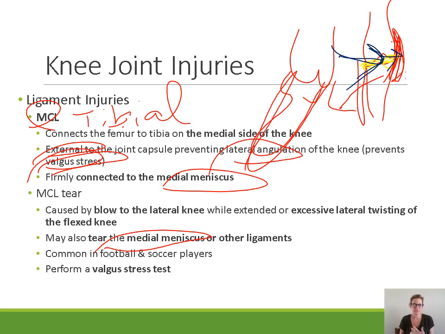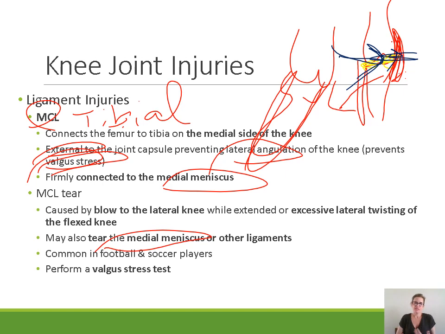We mentioned that other structures are commonly torn at the same time, especially the medial meniscus, because the medial meniscus is, again, attached to the medial collateral ligament. So if you're tearing this midsection of the ligament, then you can actually tear that part of the meniscus where it's attached to it. Really all of these ligament injuries are common in athletes.